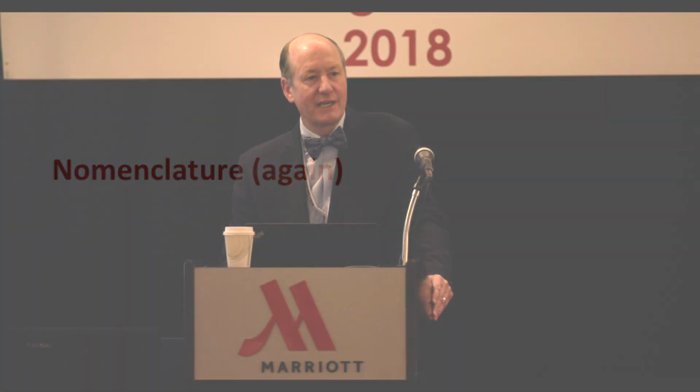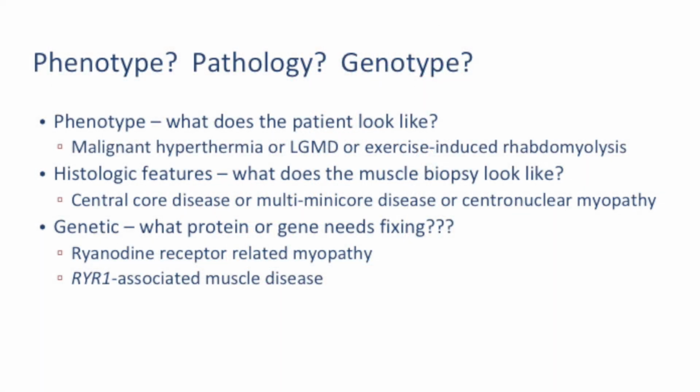Okay. Let's talk about nomenclature again. So we can diagnose and call you by what you look like: malignant hyperthermia, LGMD, exercise-induced rhabdomyolysis, congenital myopathy. We can describe you by what your histology, your muscle biopsy looks like: central core disease, multi-mini core disease, central nuclear myopathy. But we can also call you, which is what I think we should be doing, by your protein defect or by your gene that's involved, because what we're going to be fixing is the gene. So that can either be ryanodine receptor-related myopathy or RYR1-associated muscle disease. Doesn't matter what you're called, but what we're going to fix is the gene.